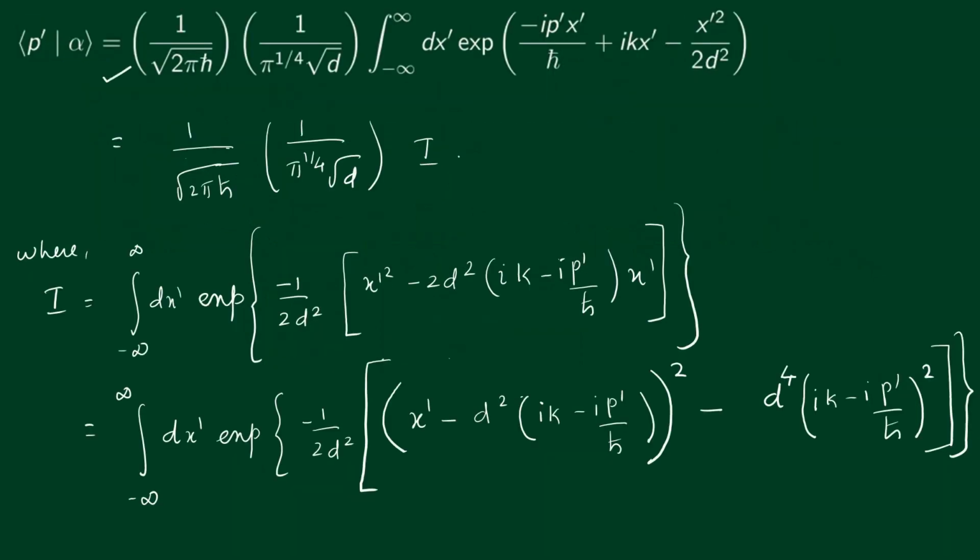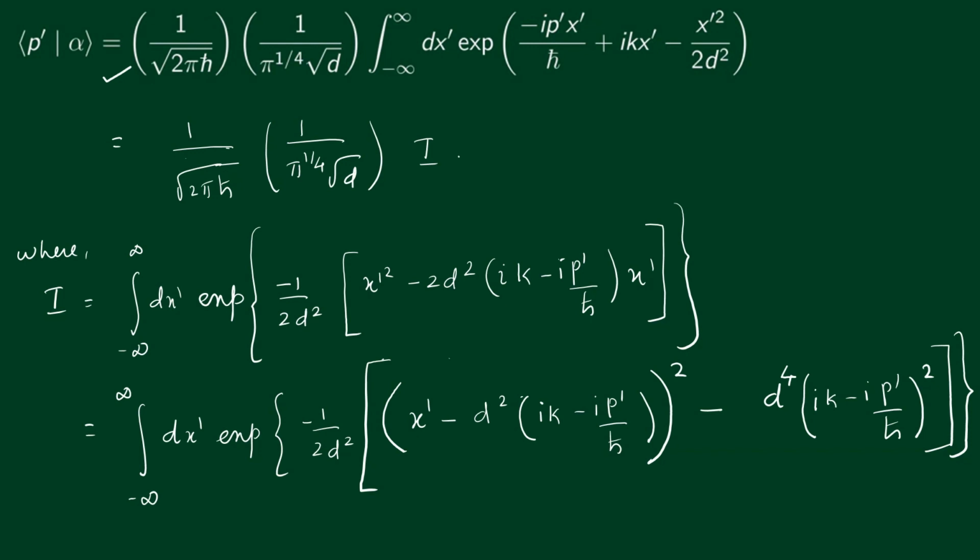Now this is what we need to do to find the momentum space wave function. So we are taking the Gaussian wave function that we started with and we are applying a Fourier transform to that. So we'll need to evaluate this integral. In order to evaluate this integral, we can use a trick called completing the square.